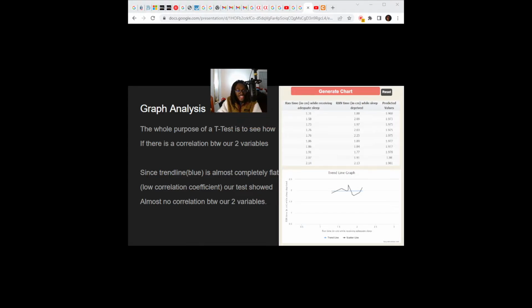Okay. And since the trend line, this blue line right here, that's called a trend line. Since the line is almost completely flat, it basically showed a low correlation, almost zero correlation in the two things that we identified. And that's, once again, perfectly fine. That's just what we came up with, and that's what I want y'all to have an understanding of.